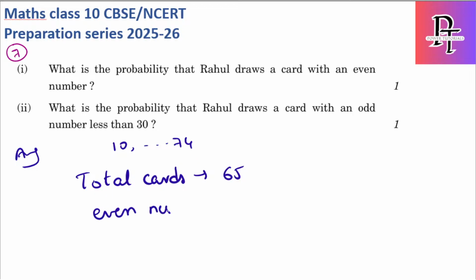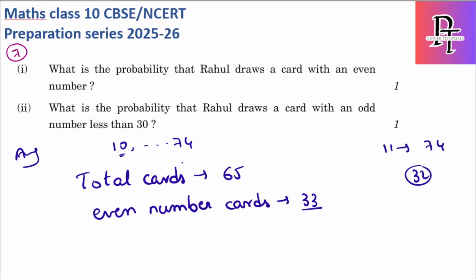Even number cards will be 33. Why? Because from 11 to 74 we have 64 numbers, so 32 even cards, and 10 is again even, so the total even cards are 33. So the probability that Rahul draws an even card is 33 by 65.